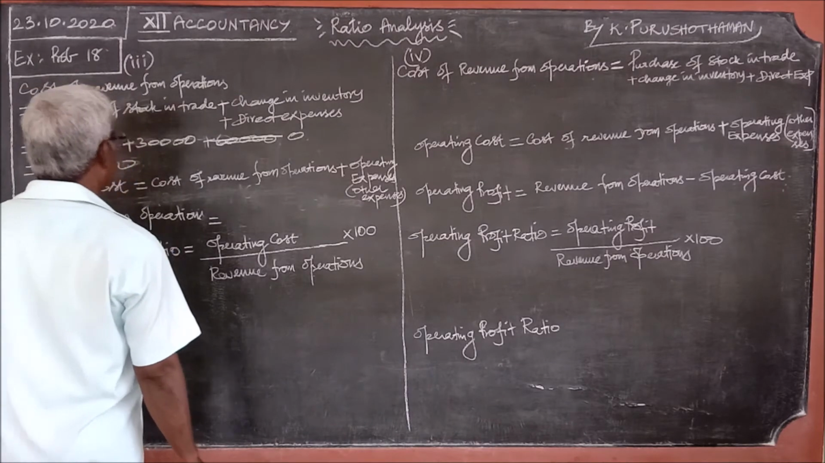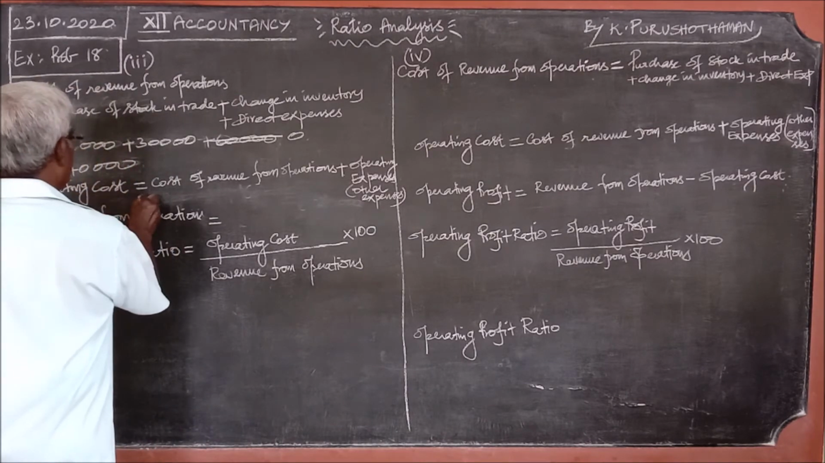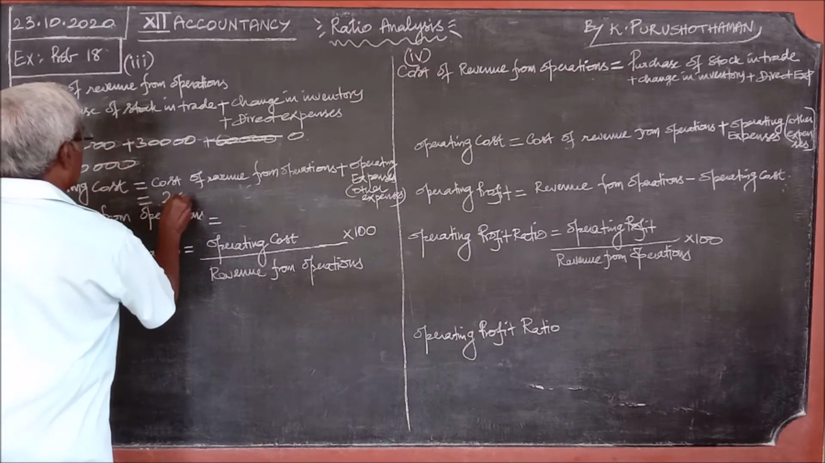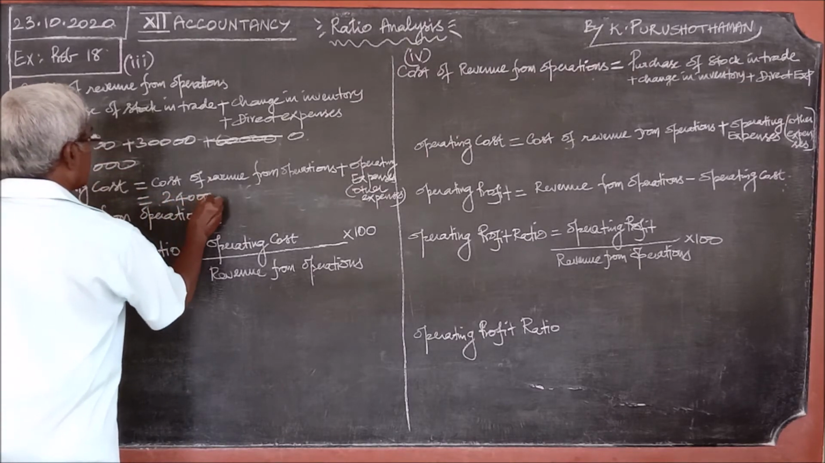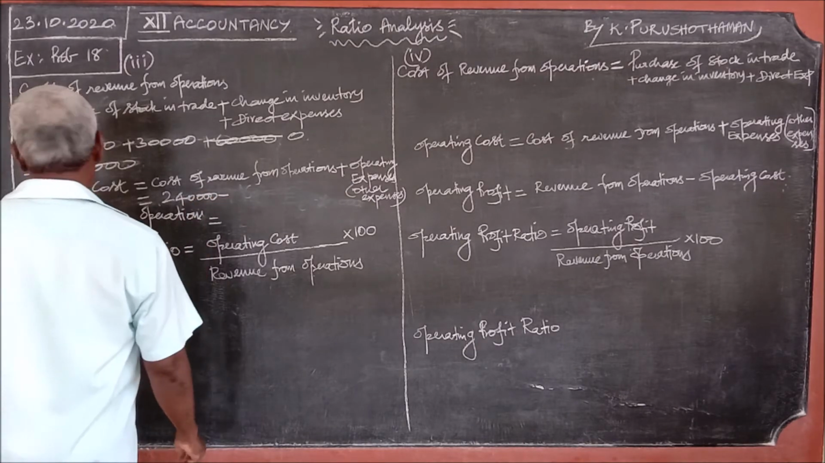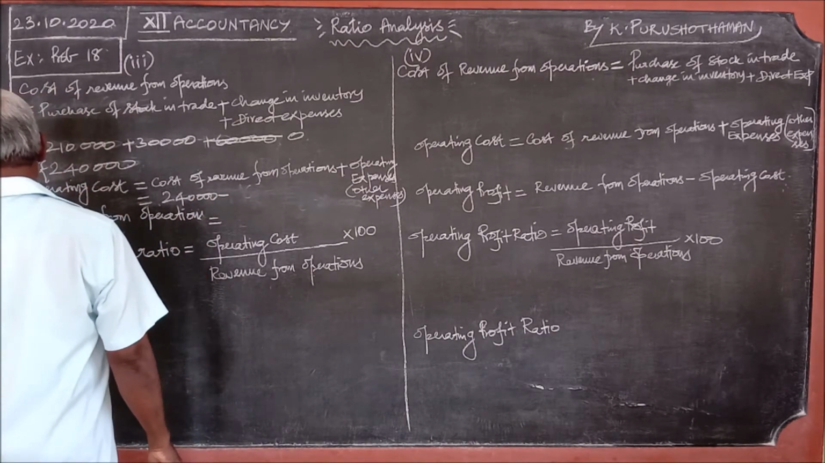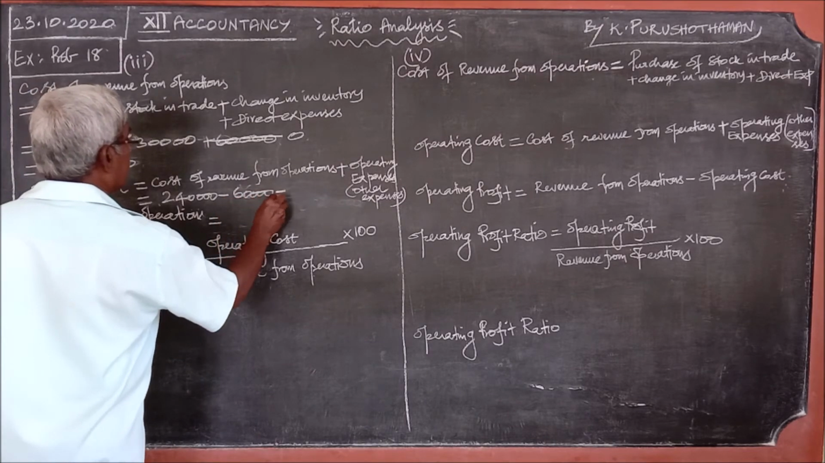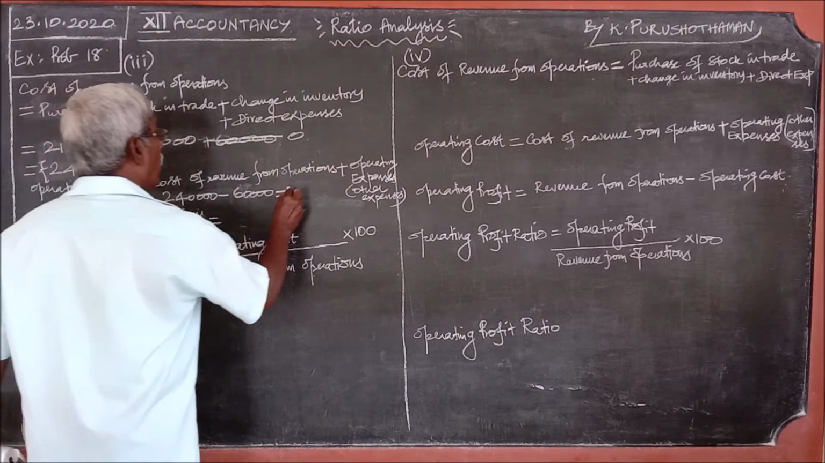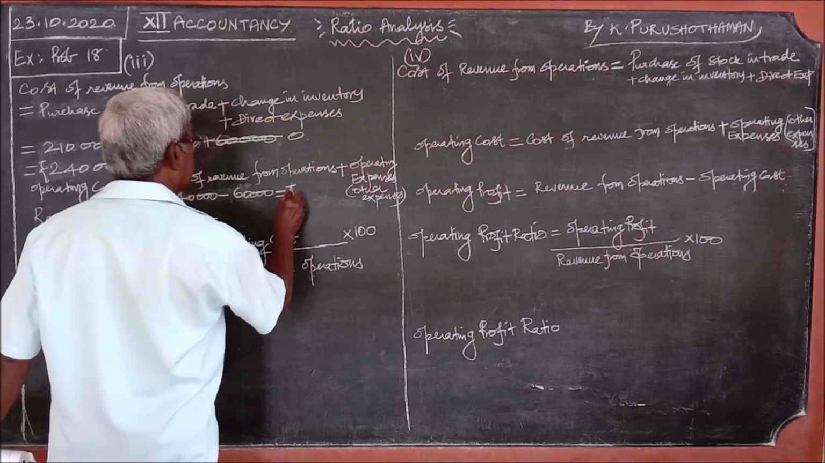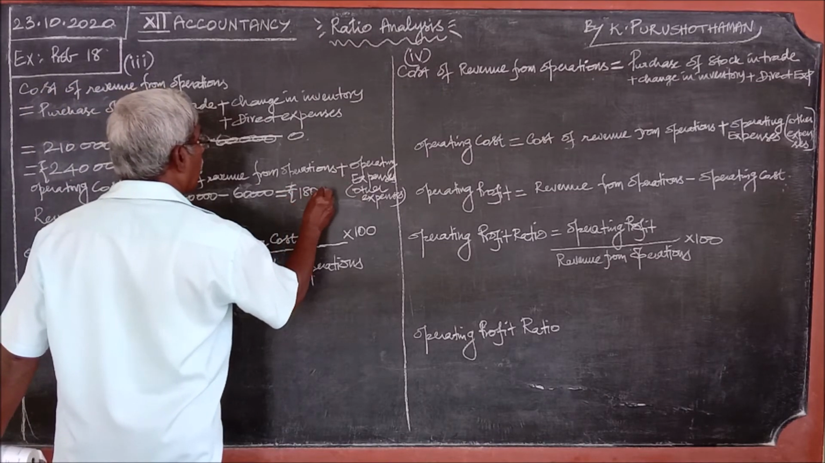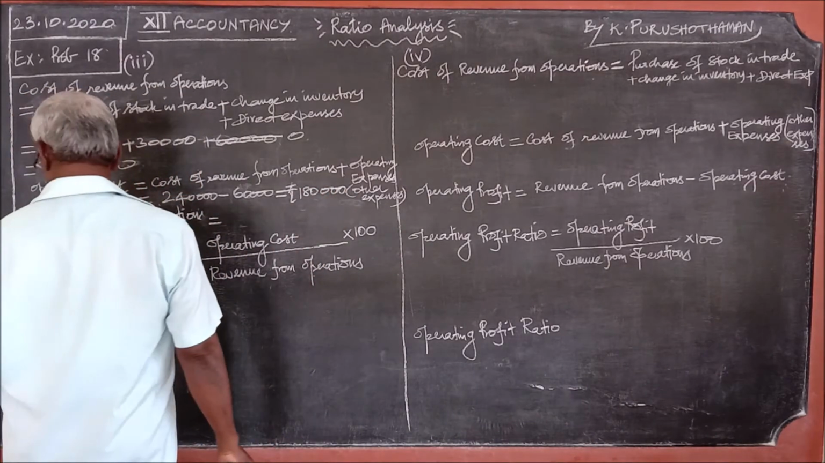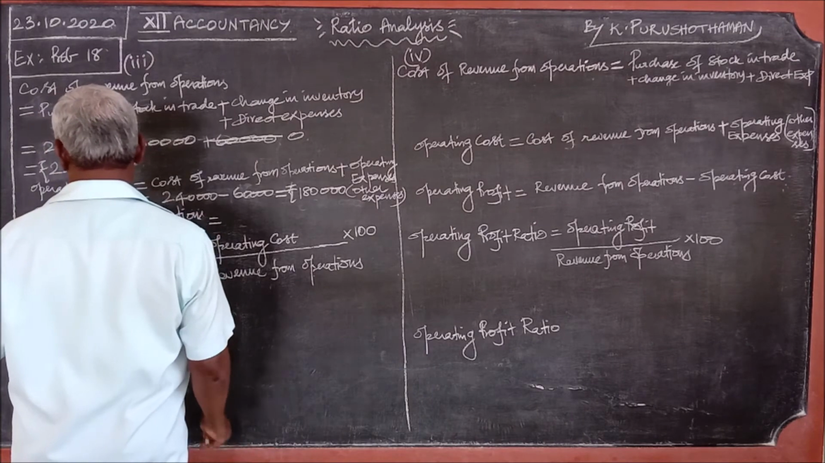Now how to find the operating cost? Cost of revenue from operations, we have found out, 2,40,000, minus operating expenses or other expenses 60,000, which is equal to 1,80,000. Now revenue from operations is 4 lakhs.